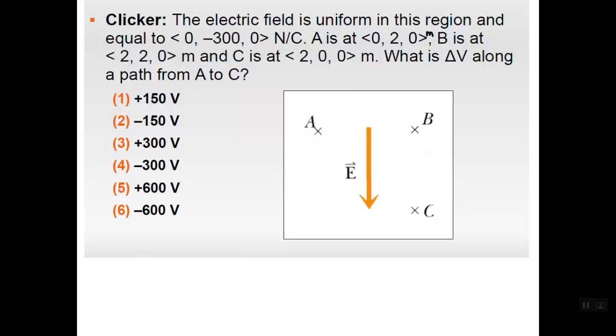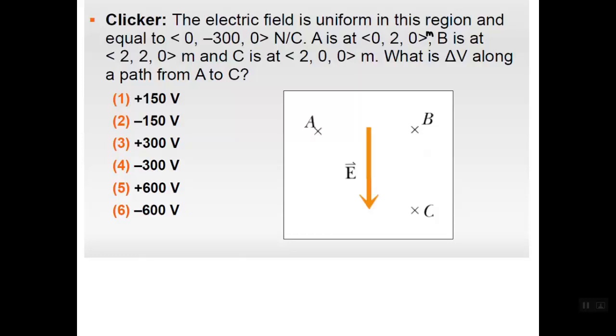In the same region, we also know the position vectors for locations A, B, and C. Those position vectors in component form are also shown. Let's find the change in electric potential for a path from location A to location C. Stop this video lecture and take a few moments to see if you can determine the answer yourself before continuing.